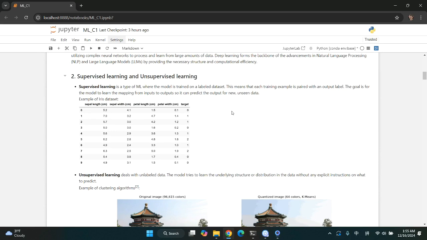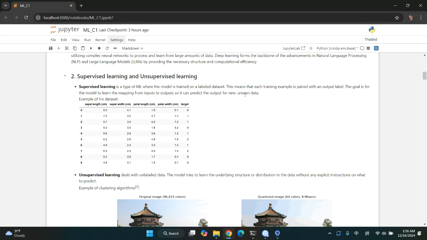Look at supervised learning and unsupervised learning. We talked a little bit before. Supervised learning is a type of machine learning where the model is trained on labeled data. This means that each training example is paired with an output label. The goal is for the model to learn the mapping from inputs to outputs so it can predict the outputs for new unseen data. Let's look at a very classic example of iris flower.